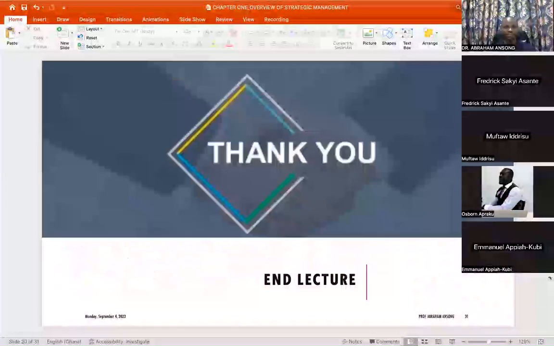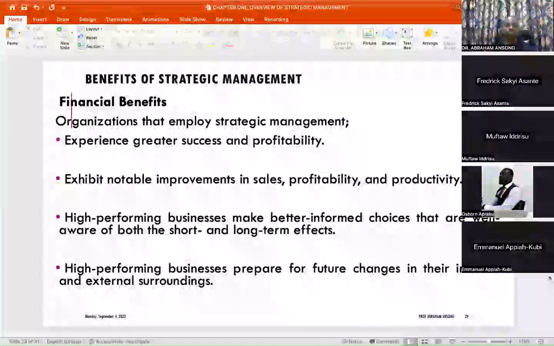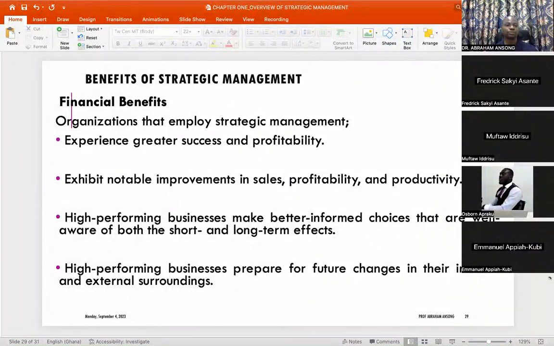So we have some benefits of strategic management. First, we have the financial benefits. So organizations that employ strategic management could experience greater success and profitability. Why? From our discussion so far, why do you think that if you engage in strategic management, you could experience greater success and profitability? We have 4 minutes more to go. Which of our discussions so far will help us explain this point?